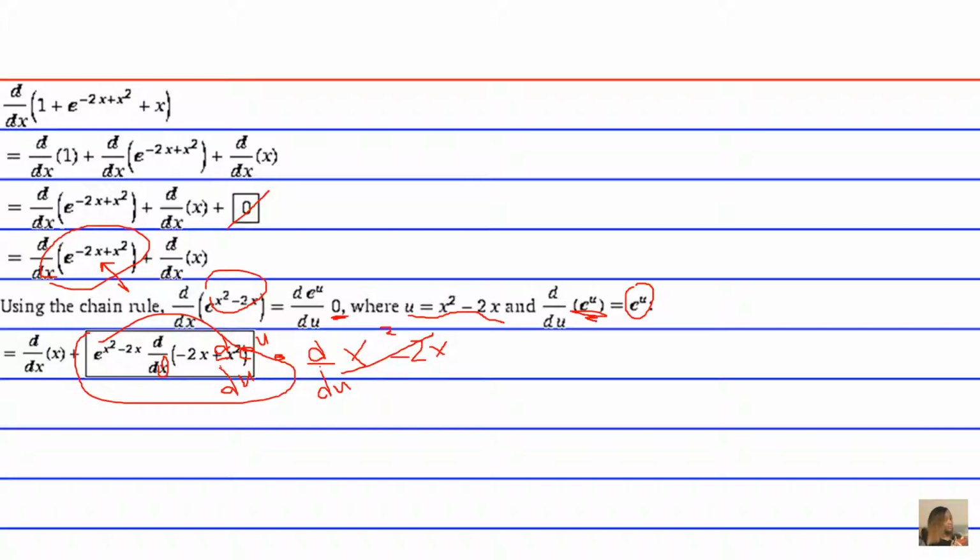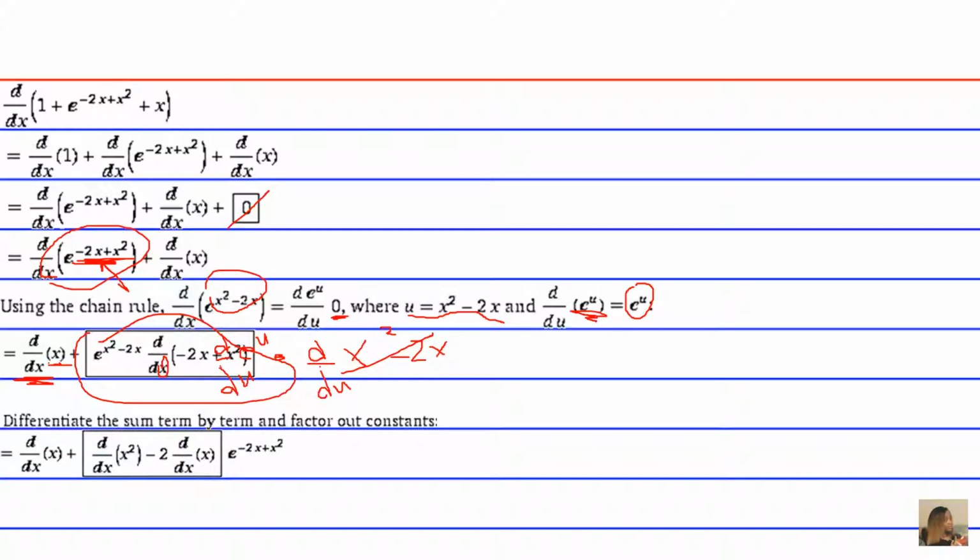All right, so we have our e to the u, or e to the x squared minus 2x, times the derivative with respect to x, because we still can't leave this term out. We have to take the derivative with respect to x of the inner function also, of negative 2x plus x squared. You can hardly see it now because I scribbled all over it. And we still have our d/dx of x, which I said is going to be 1 earlier.